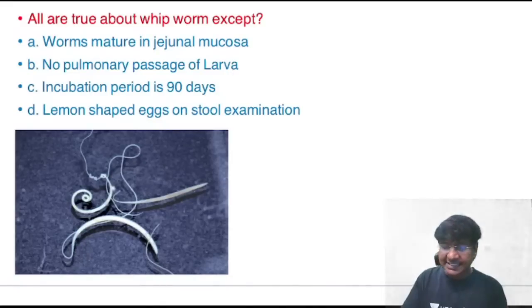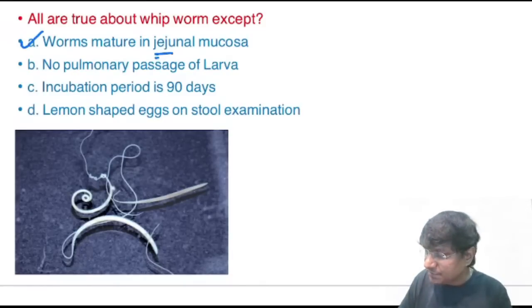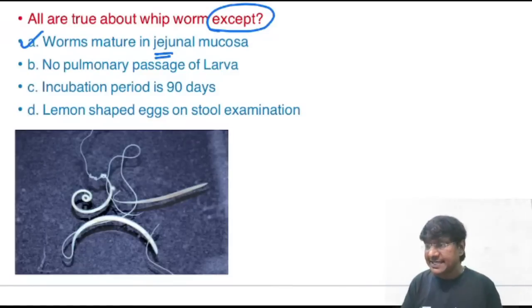Right. So the correct answer here is that worms mature in jejunal mucosa is the incorrect statement. The question asked is except.